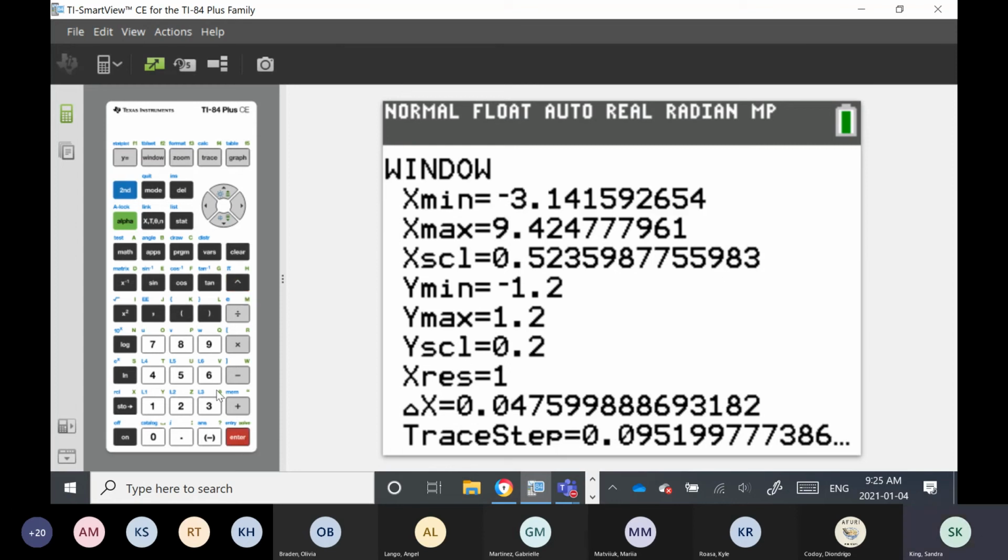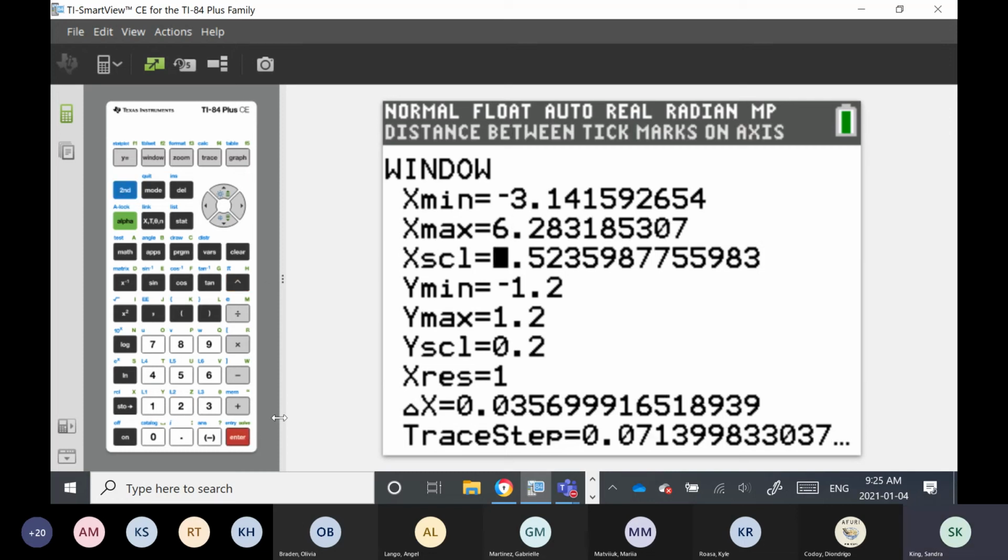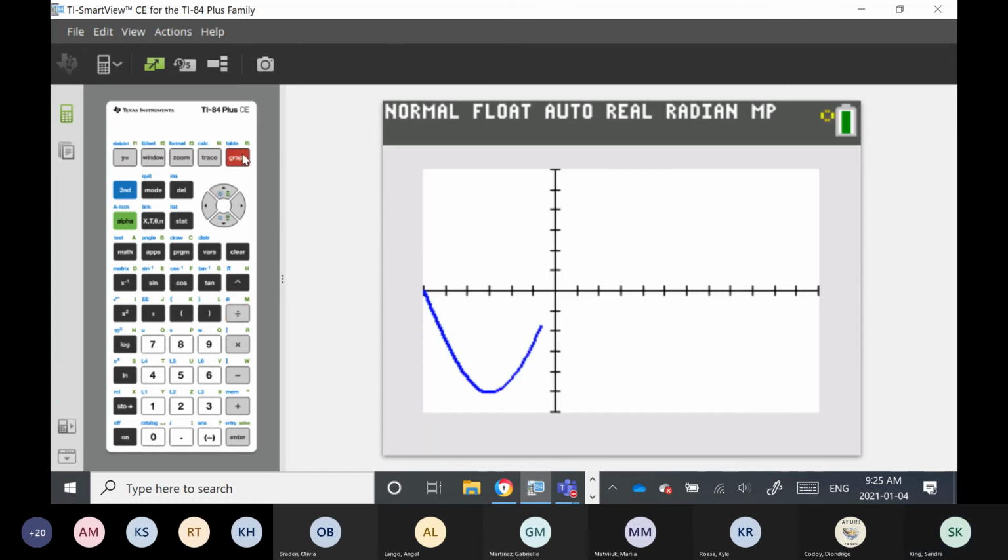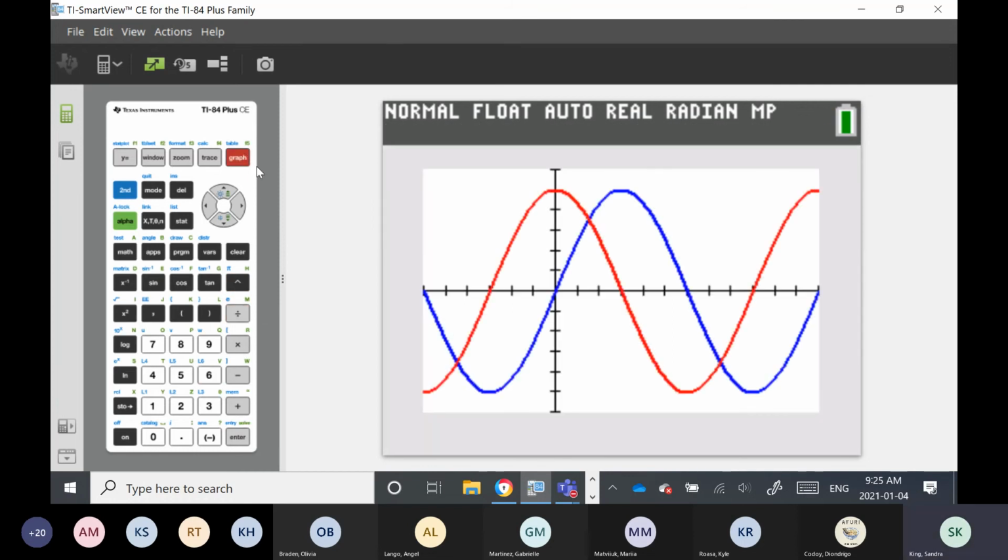To, what did they want? 2 pi. And now the scale is not going to be 30 degrees. This 30 degrees is pi over 3. They wanted the scale to be pi over 6, which is a 60-degree scale. So pi divided by 6. But it's the exact same graph, right?